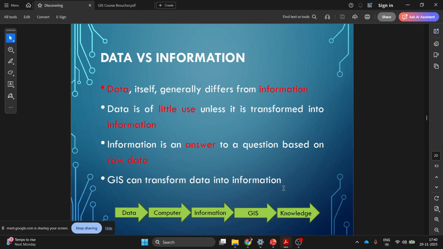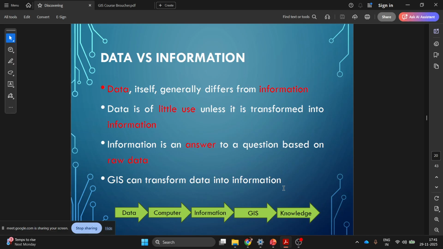So data is basically whatever is there in a particular site, but information is something which common people can understand, right? Data is of little use unless it is transformed into information. A processed data is called information, right? So we are processing data so that it is easily understandable. That is what we call information. Information is an answer to a question based on raw data.